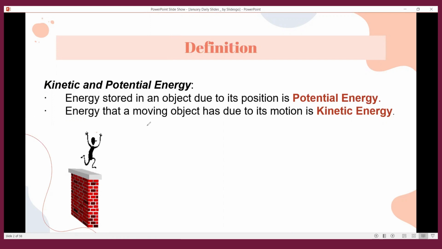So kinetic energy can be found in an object when it is moving. If that object is at rest due to its position, the kinetic energy will be stored as potential energy. So potential energy can be converted into kinetic energy, and kinetic energy can be converted into potential energy.